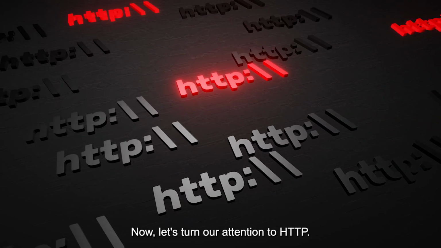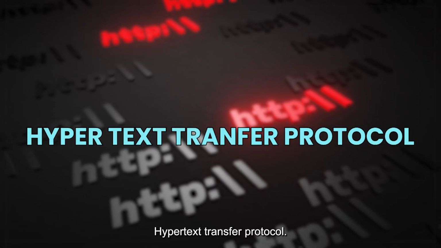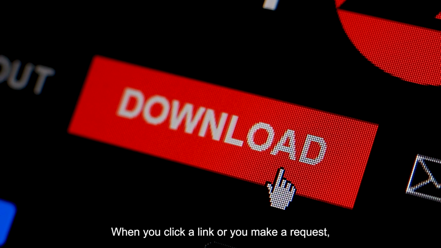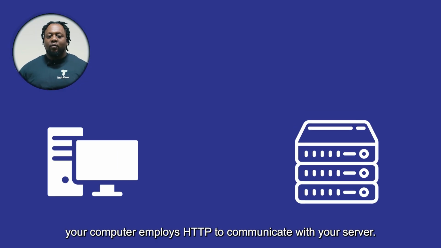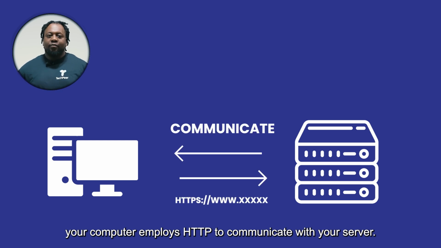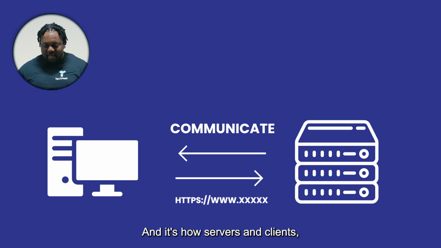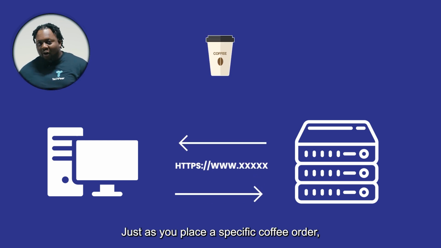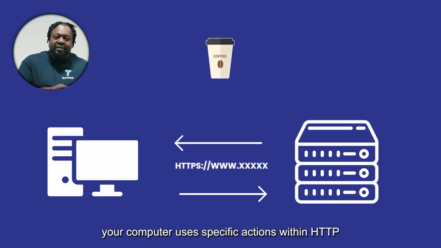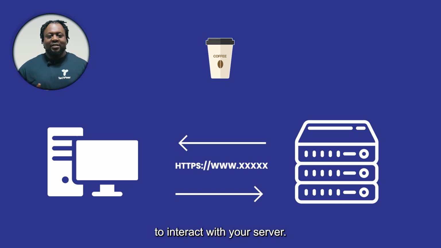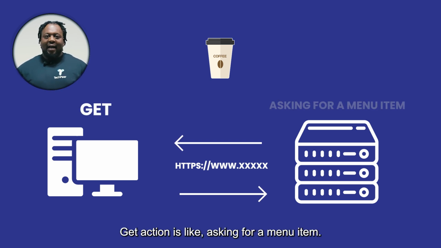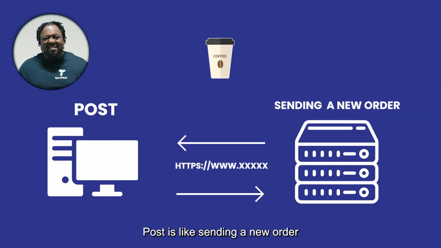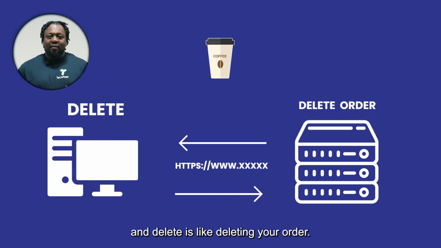Now let's turn our attention to HTTP, Hypertext Transfer Protocol. Think of it as our coffee shop's language. When you click a link or make a request, your computer employs HTTP to communicate with your server. And it's how servers and clients, like our browsers, communicate with one another. Just as you place a specific coffee order, your computer uses specific actions within HTTP to interact with your server. Get is like asking for a menu item. Put is like updating your coffee order. Post is like sending a new order. And delete is like deleting your order.